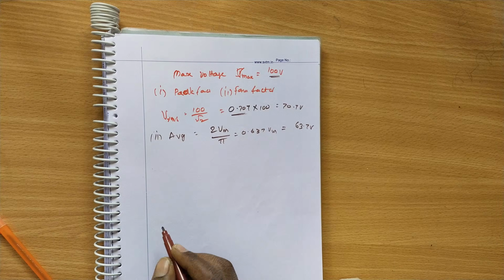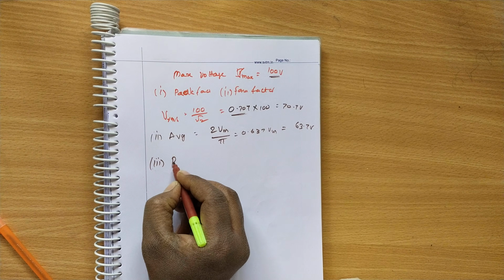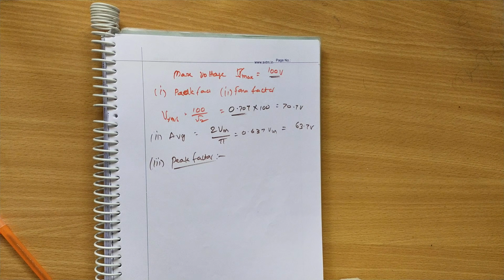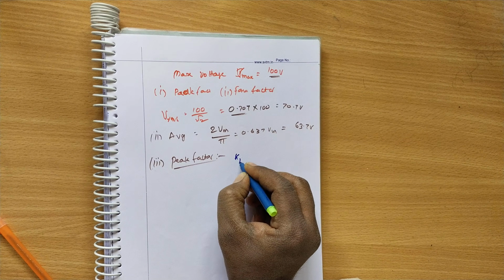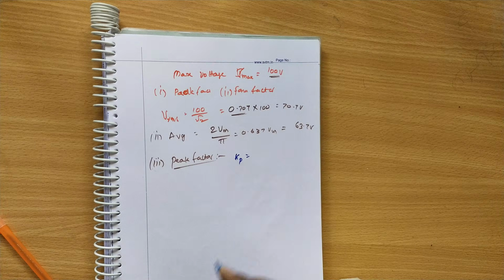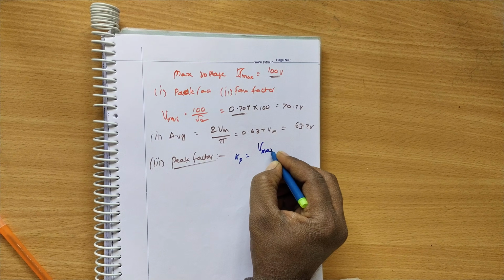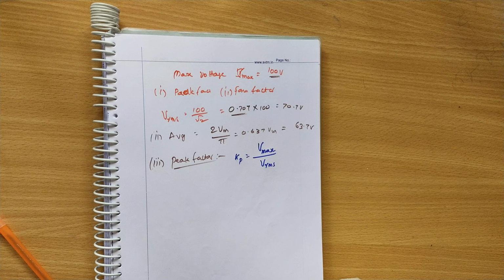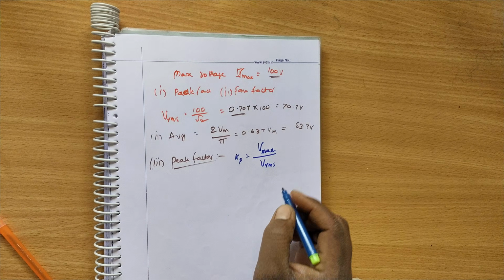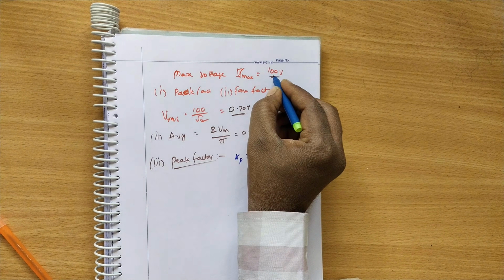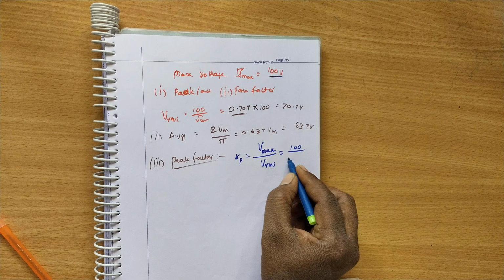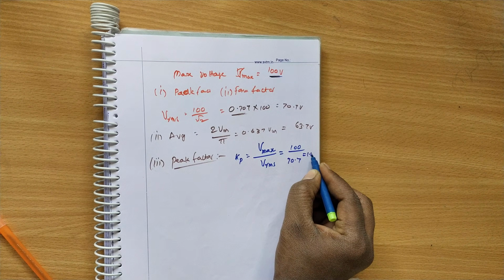Now third one, peak factor. How to calculate peak factor? Peak factor is defined as Vmax by Vrms. It is the ratio of maximum value to RMS value, given by Kp. That is 100, the maximum value already given as 100 volts, divided by Vrms, which is 70.7. That equals 1.414.